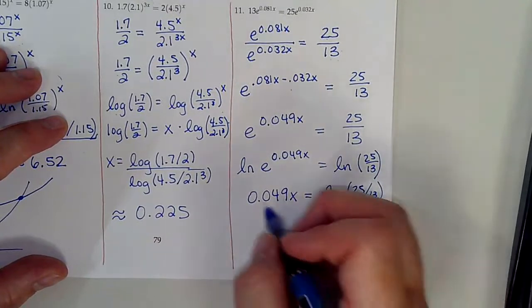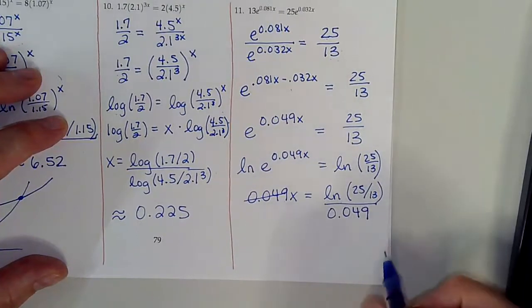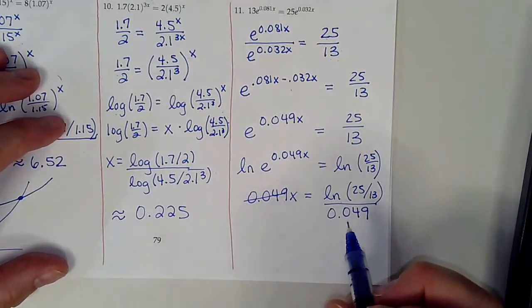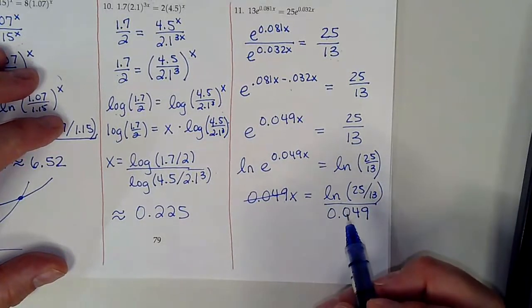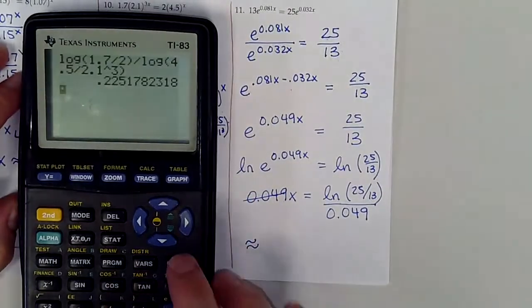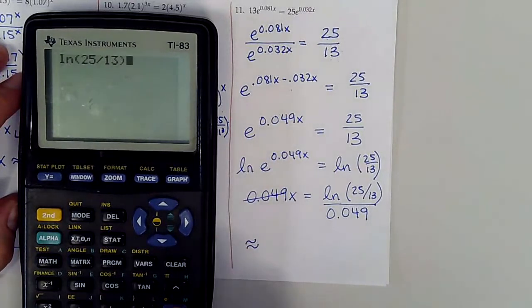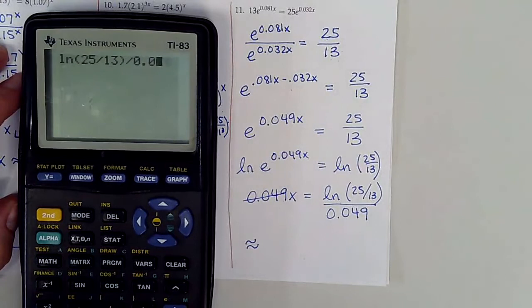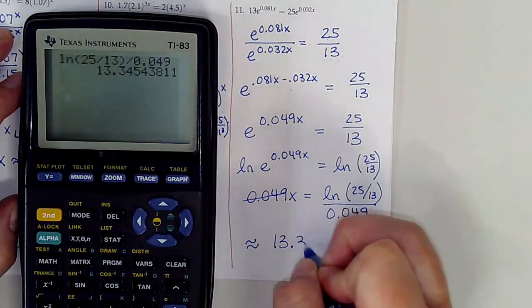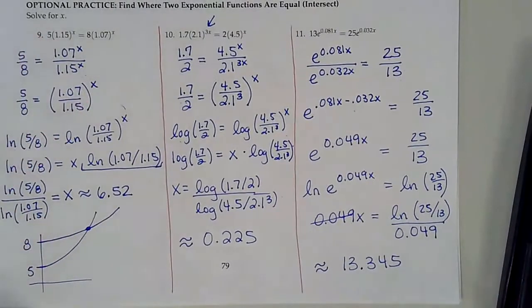And then to solve for x, I'll just divide both sides by 0.049. So my exact answer is x is equal to ln of 25 over 13 divided by 0.049. The approximate answer will be what the calculator gives us. So I have ln of (25 divided by 13), all in parentheses, and then I'll divide that by 0.049. And so that gives me 13.345 approximately. Right, so there's a couple of examples of how to solve or find where two exponential functions are equal to each other or where they intersect.